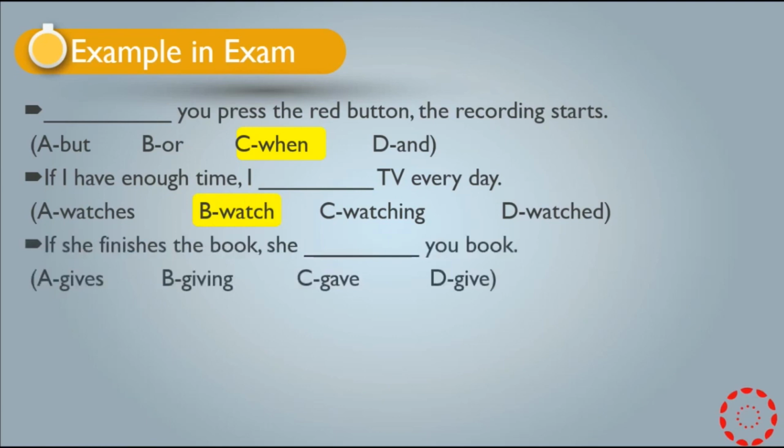If she finishes the book, she dash you book. As you see here, with the present simple tense in the part of if, the verb has S because we have she. Also we have she here. So which one is correct? She gives you book. If she finishes the book, she gives you book.